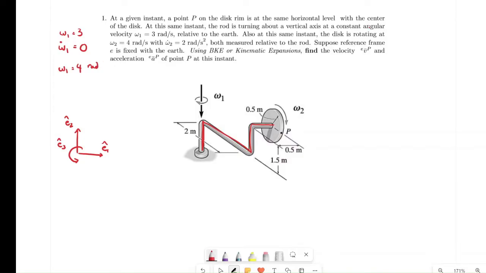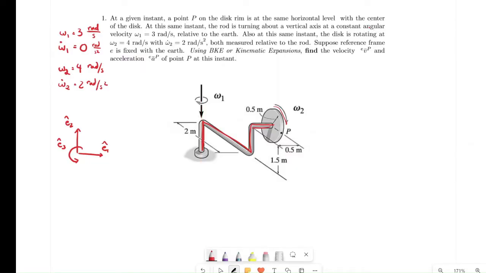I should mention this is radians per second, because this is not the same as revolutions per second. And omega 2 dot is given to be 2 radians per second squared. And this is relative to the rod. So this disk is spinning relative to the rod, which is rotating about this axis here.